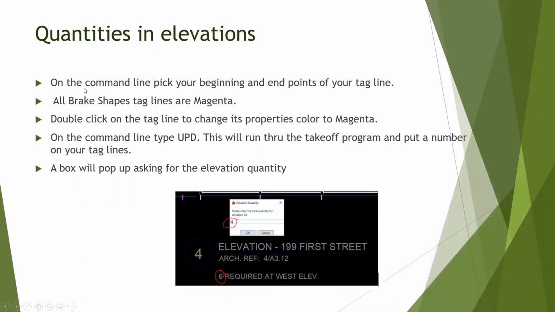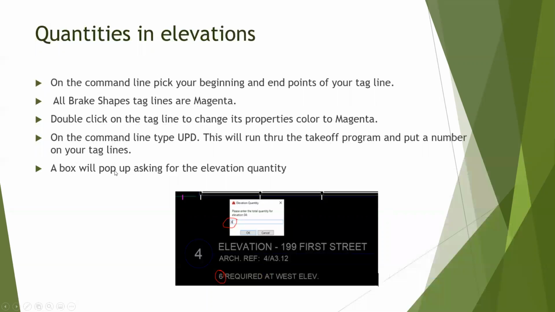Quantities in the elevation. On the command line, pick your beginning and end point of your tag line, as we already did it. And remember that all the break shape tag lines are magenta. Double click on the tag line to change its property colors to magenta. And use the command UPD that will run through the takeoff program and put a number on your tag lines.